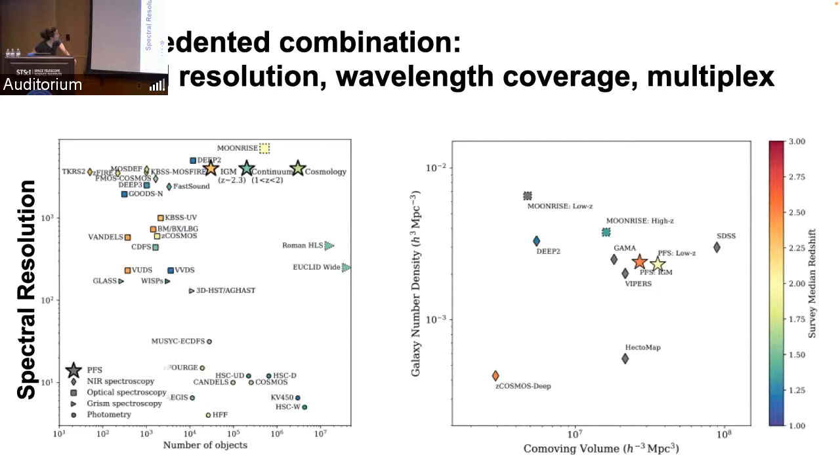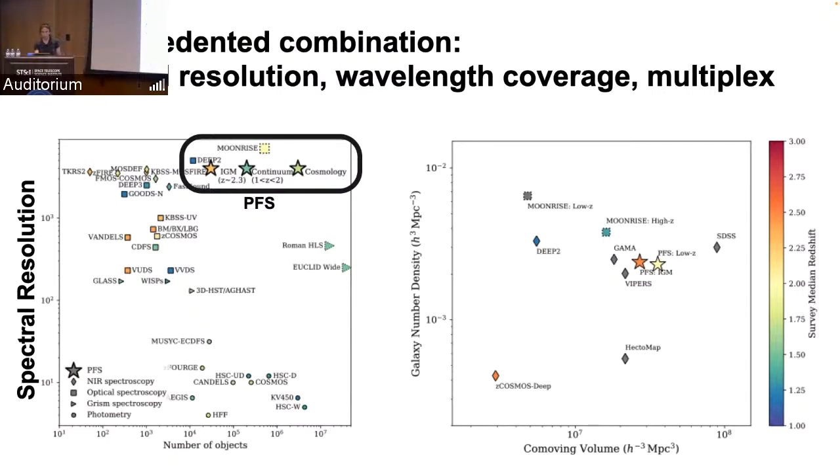This is our attempt to find the parameter space where PFS really shines. So this is spectral resolution adopted from Natascha Förster Schreiber's nice review versus the number of objects. And you see we live in a really nice corner of parameter space where, again, there is rich astrophysics and lots of objects.